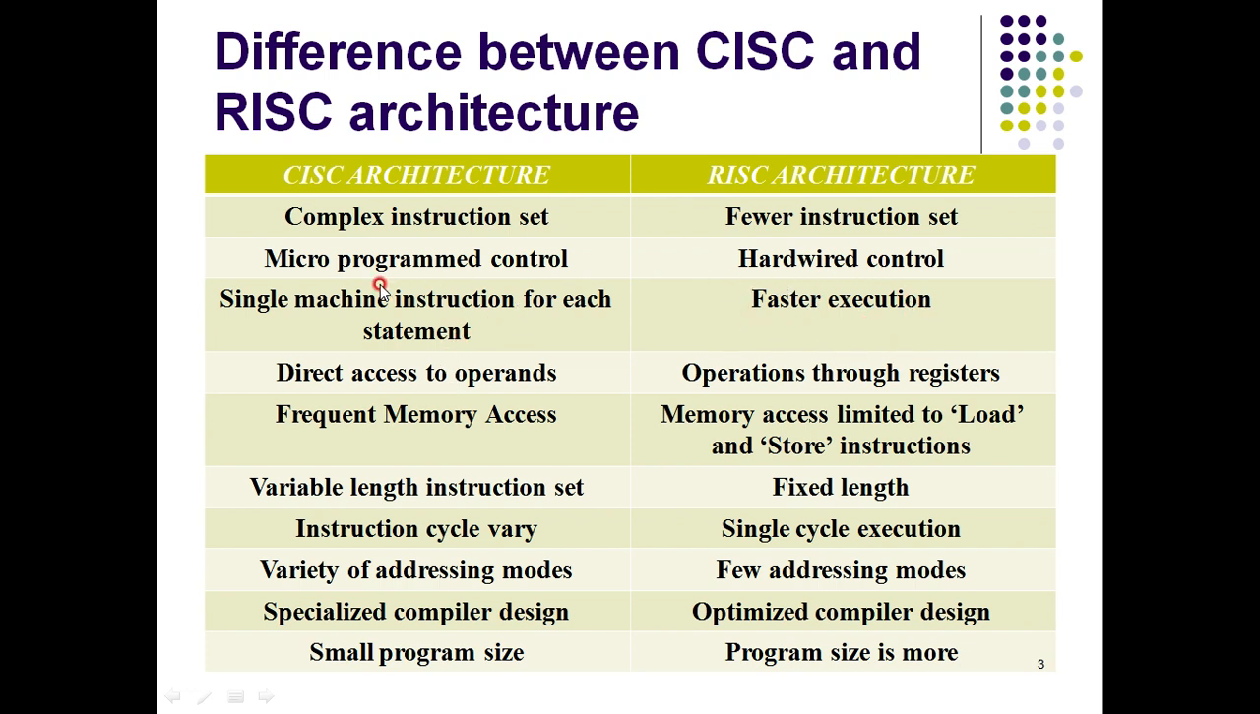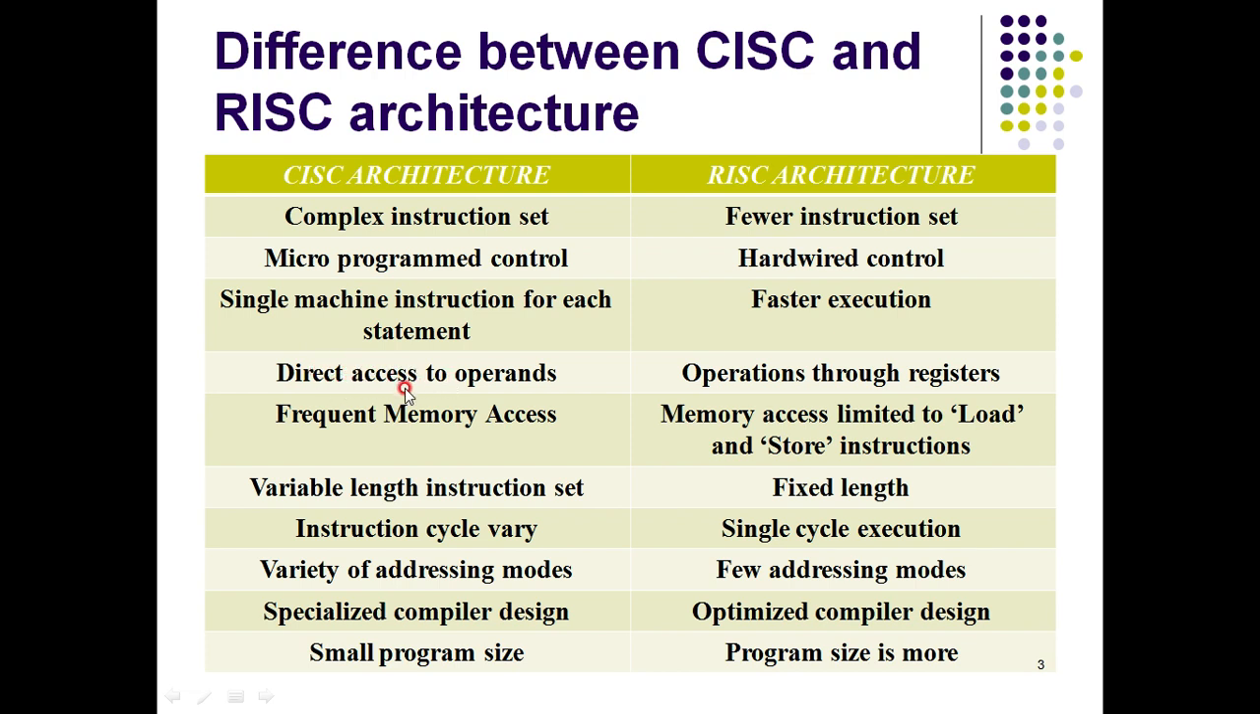So friends, here in CISC architecture, we have a slower execution. Why? Because it is taking more statements, but whereas here it is having faster execution because it is having very less statements. Now going to the next thing, how the data is loaded, how the data is accepted.